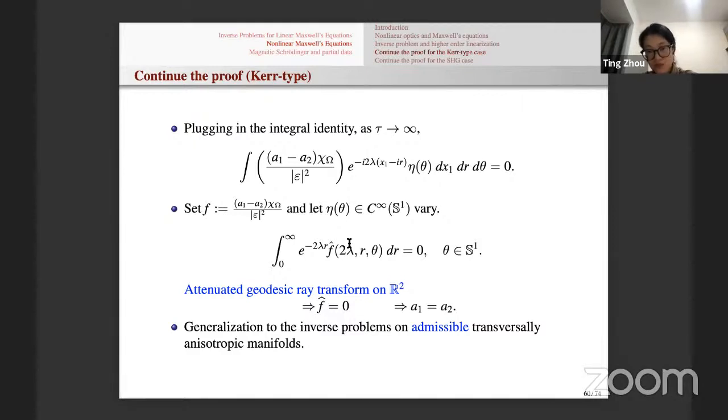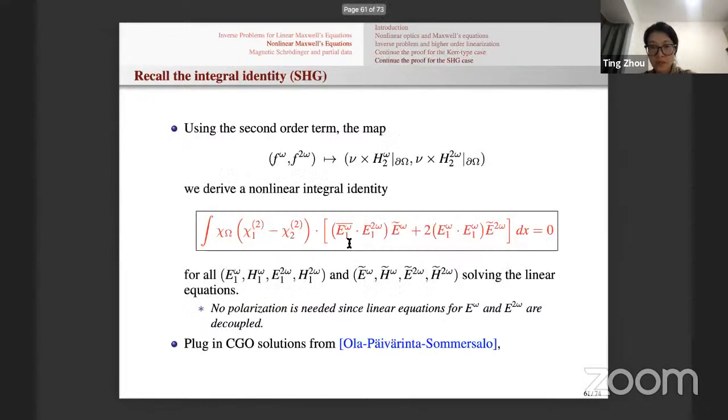Eventually we plug in these CGO solutions and we solve this problem. Okay, back on track. This is to show the same thing for the second harmonic generation case. Recall that we have this integral identity of a product of three solutions, all linear solutions. In this case, you also have a similar problem as before, but we use Schrodinger solutions with a different type of amplitude. The amplitude before, using the Ola-Sommersello reduction, is essentially of zeta, where zeta is the linear phase in the exponential.